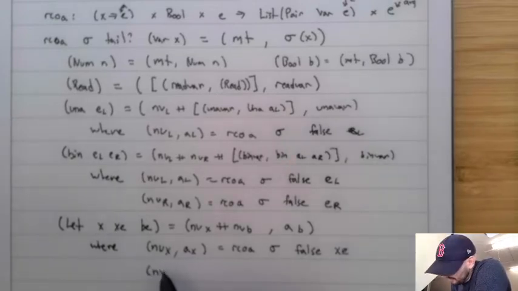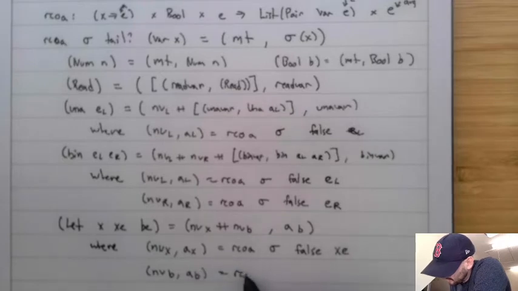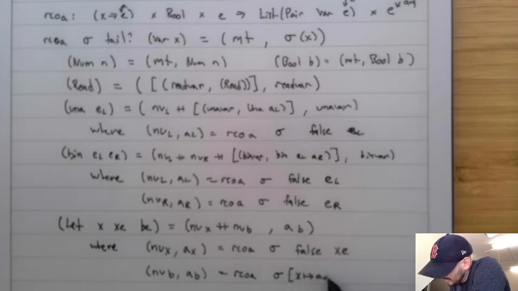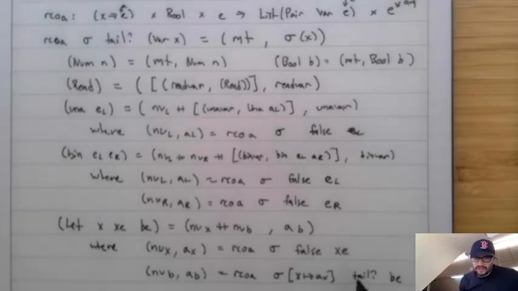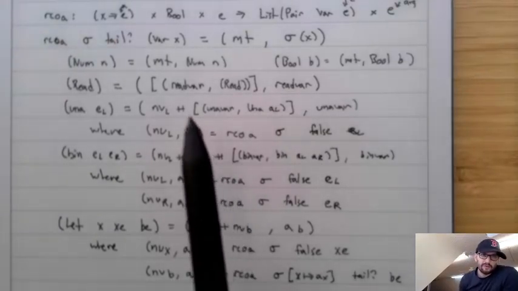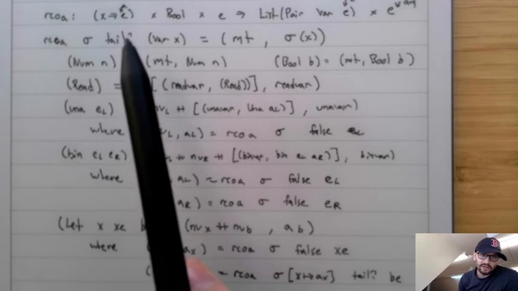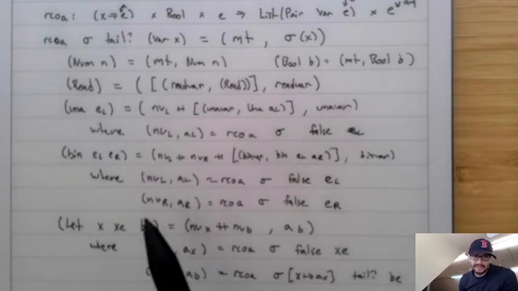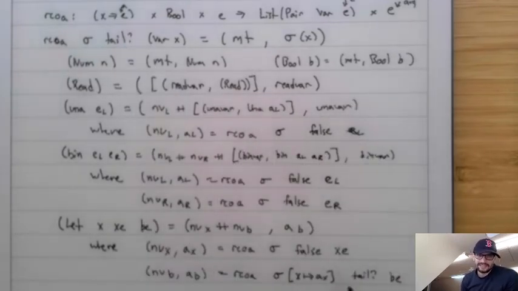And then the new variables for the body and the argument for the body come from calling RCOA on row, where we extend it with a mapping from x to ax. And then here we pass in whatever tail was before, and then be. So that's not a true. It's whatever tail was before. So we got in tail as an argument, and it could have been true or false. So that means that this body expression right here has the same tailness as the whole expression does.